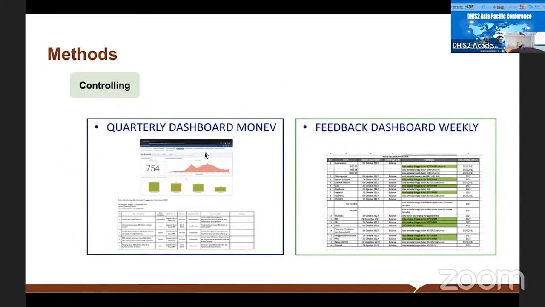For the controlling phase, initially we don't have real-time data updating yet, since we still use aggregate data and it's updated on a monthly basis, every 15th of the month. But for monitoring and evaluation, we used to provide the stakeholders the progress of the ongoing data collection on a weekly basis.